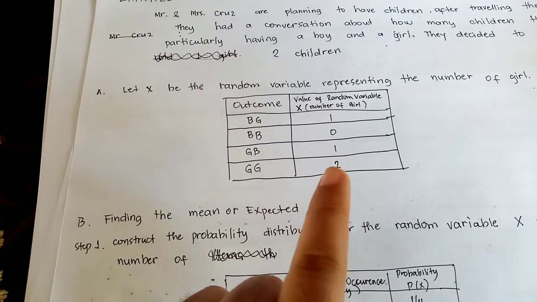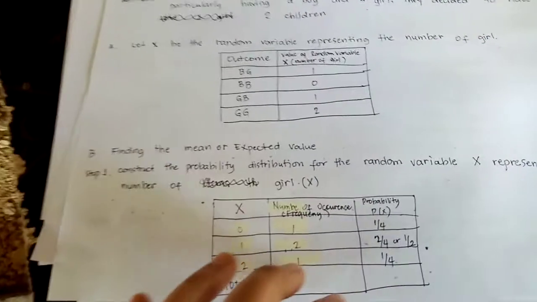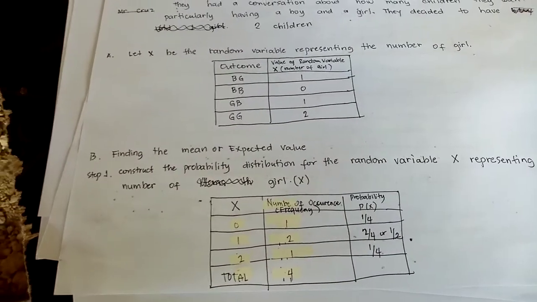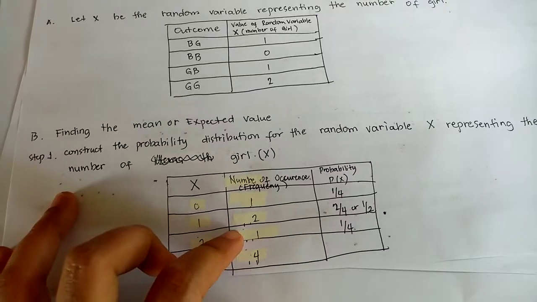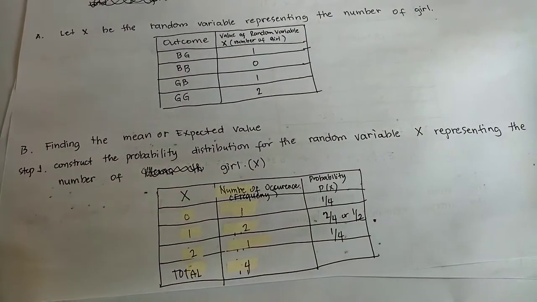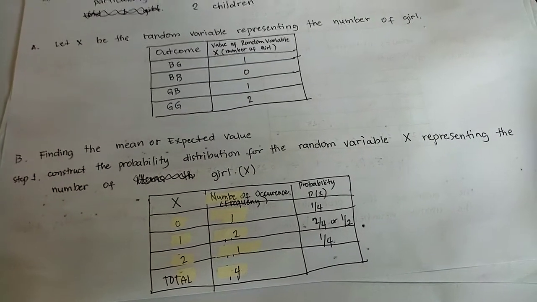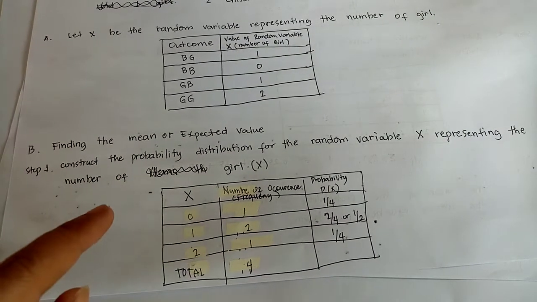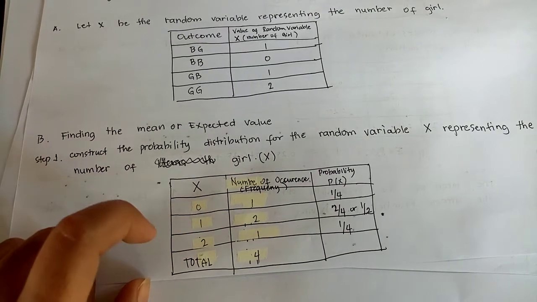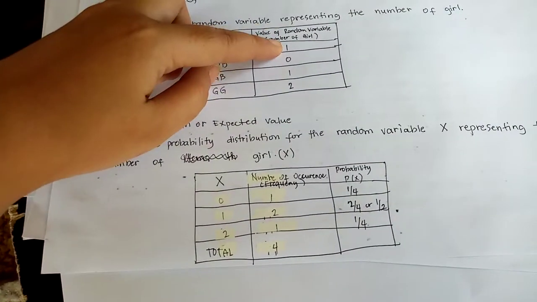Then, after getting the distribution table of random variable x, we need to find the mean or expected value. So, let's have the first step. The first step in finding the mean or expected value is to construct the probability distribution for the random variable x representing the number of girls. So, kunin na po natin yung value of random variable x, which is 0, 1, and 2. So, bakit po naging 3 na lang? Since dito is naging 4.